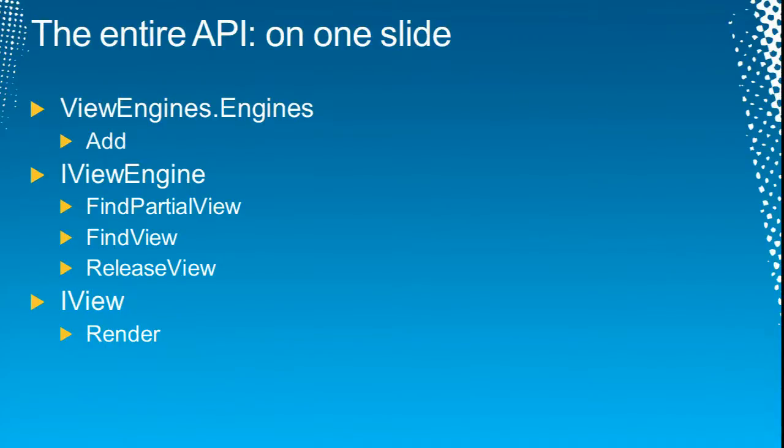And the entire API that you need, the entire surface area of a custom view engine, fits on one slide. It starts with a view engine interface, which has a fairly simple responsibility. It finds a view, or it finds a partial view. It has the option of doing some housekeeping when the view is no longer needed, if you want to put code in release view. But the only other significant thing you need to implement is the view itself, which has a single method, render.